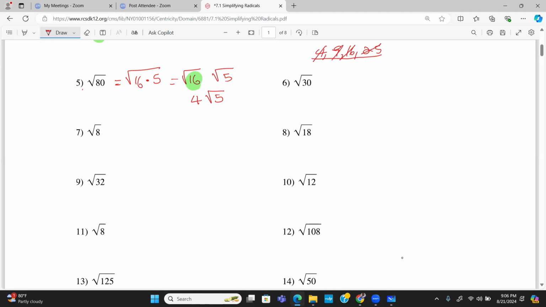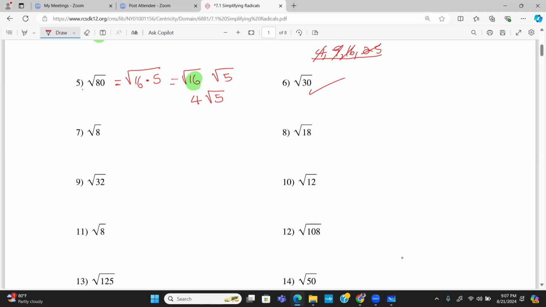So what it means is that this is in its lowest form in terms of radical form. That cannot be broken down. So the root of 30 is okay as is. That's the lowest we could go. Let's take a look at number 7.